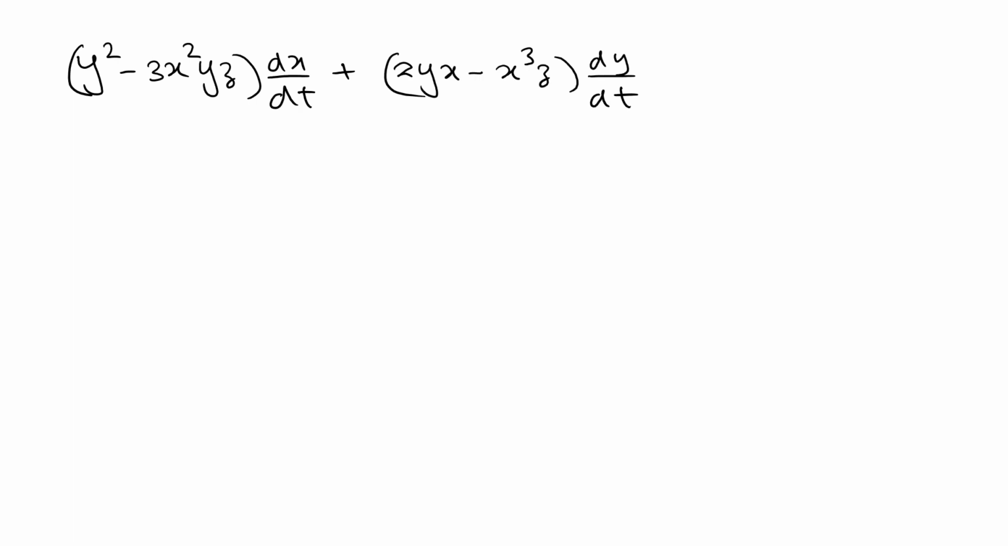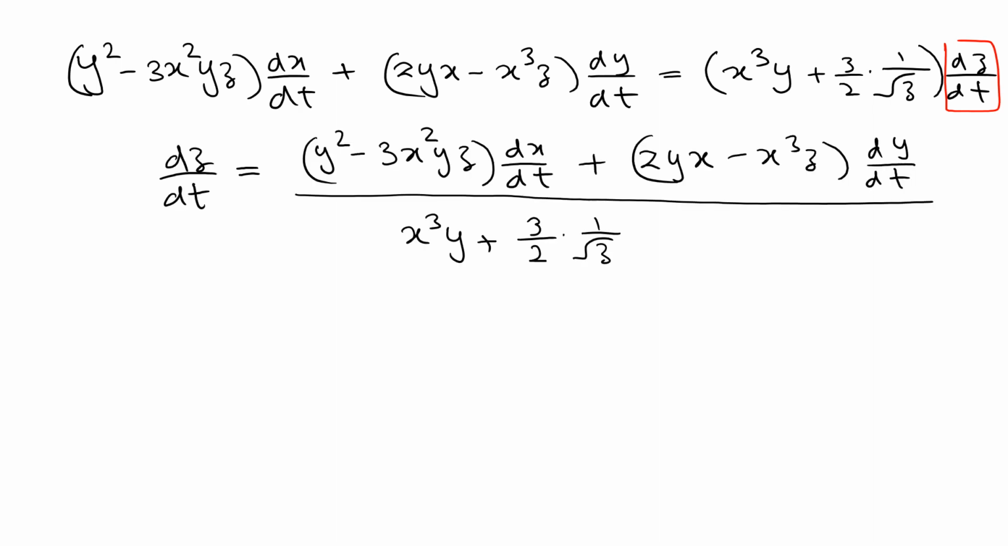So we have y squared minus 3x squared y z times dx over dt, plus 2yx minus x cubed z times dy over dt, equals x cubed y plus 3 halves 1 over square root z times dz over dt. Now what we can do is isolate this term, that's what we are looking for. So we can write dz over dt equal to that, divided by x cubed y plus 3 halves 1 over square root z. Now you can see that we know all those terms, so we're going to plug them into the equation.